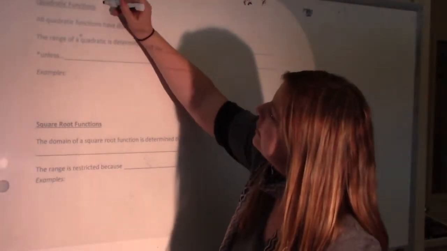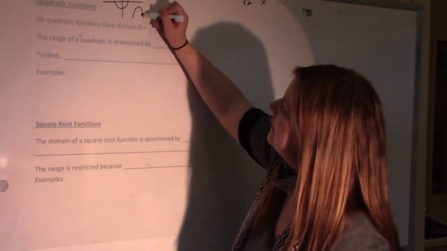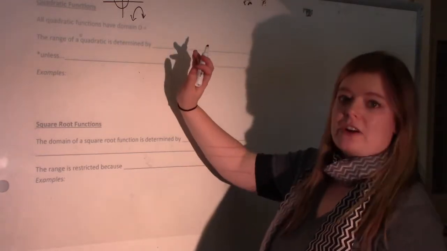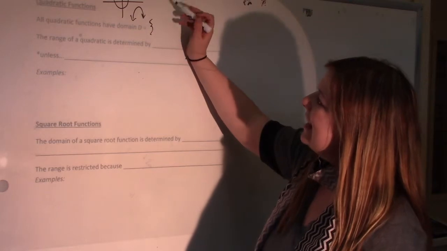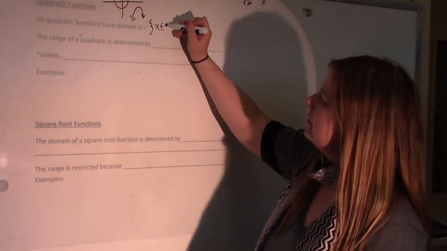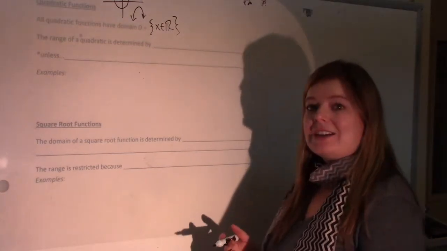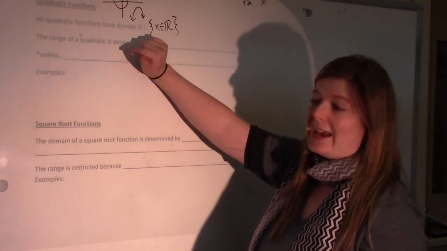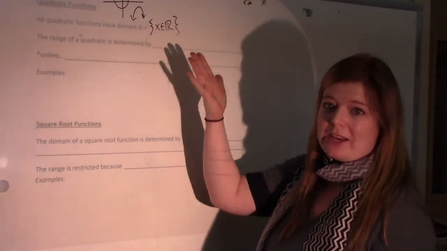Quadratic functions, however, look a bit different. So if you think about a parabola, it could look like this, or it could face down like that. Okay? So all quadratic functions can go left or right as far as you want, and anything can go into their equations. So x is in the set of all real numbers. Okay? But the range, you can't go as high or as low as you want. Because of the vertex, it'll either have a lowest point or a highest point. You can't go anywhere you want.